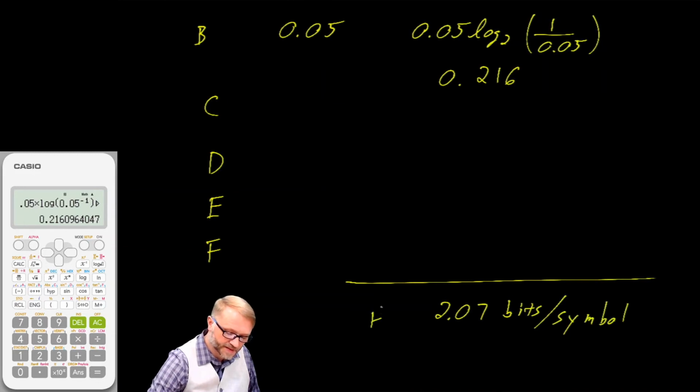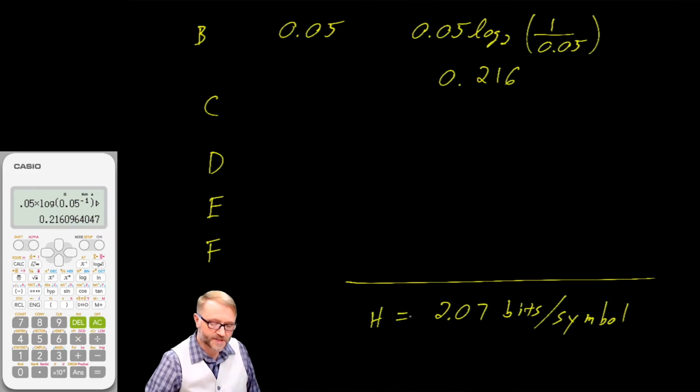Again, that is entropy, which is to say that is the absolute least number of questions that you would need to ask in order to determine what all 200 symbols were.